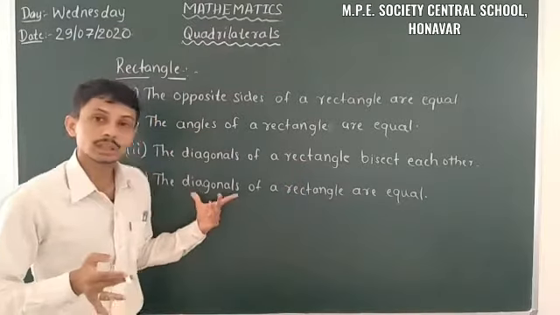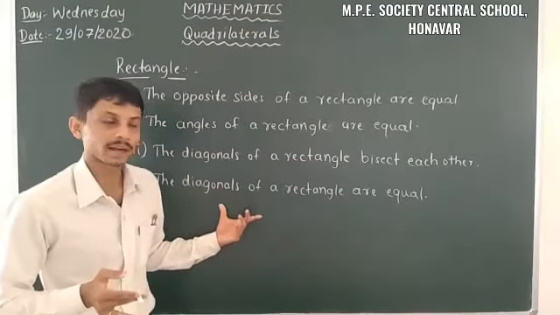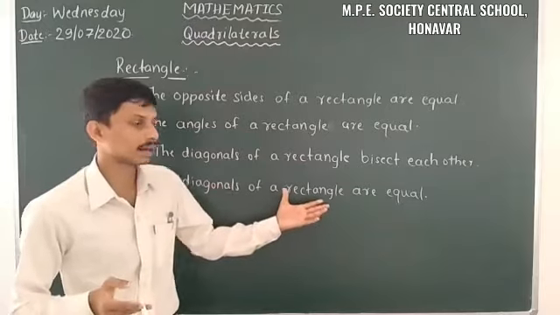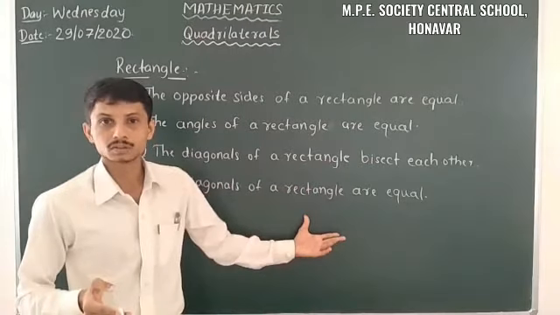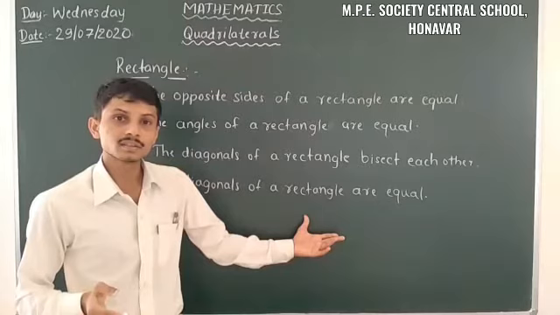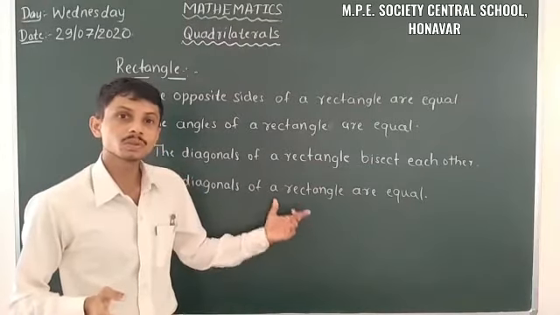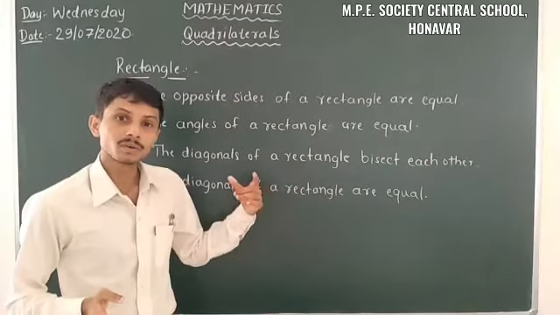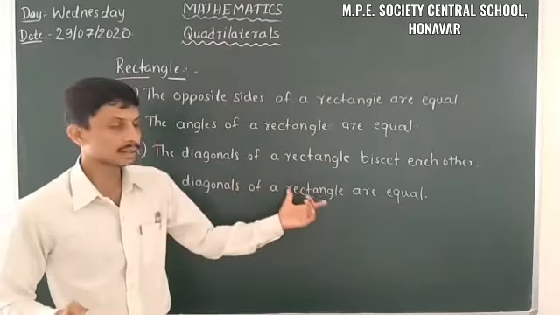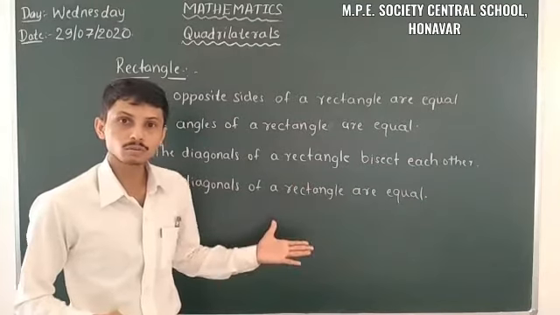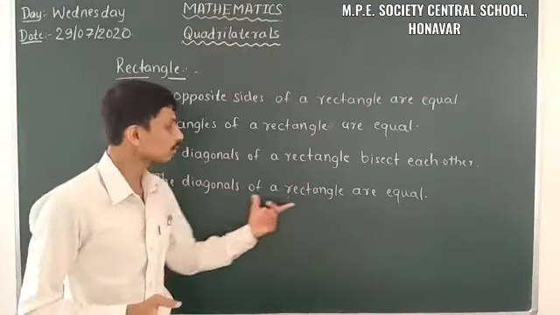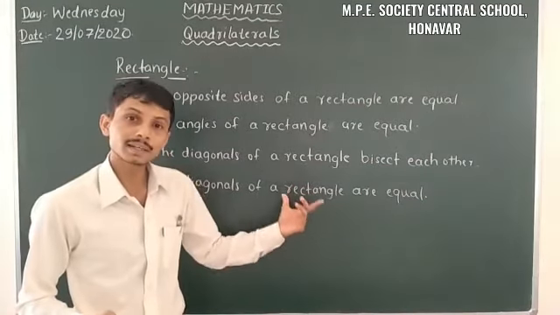So the only one fact is the diagonals of a rectangle are equal. Let us take a rectangle. We have to prove that the diagonals of a rectangle are equal by taking the known things.